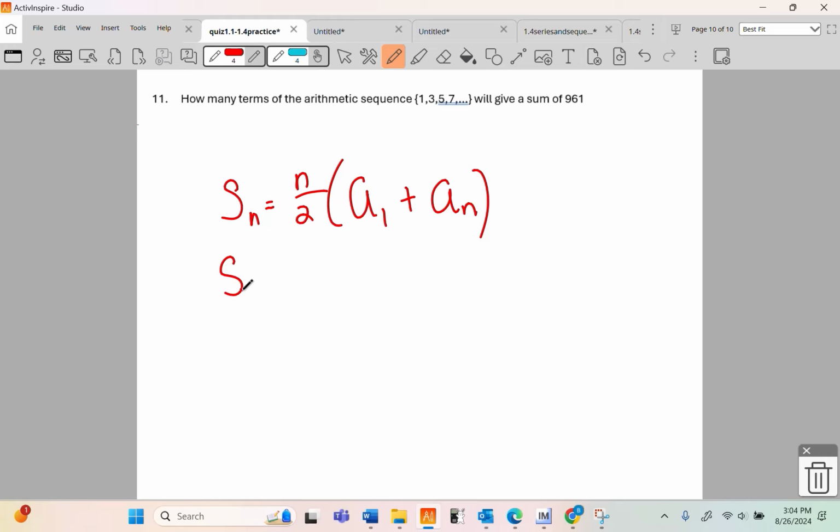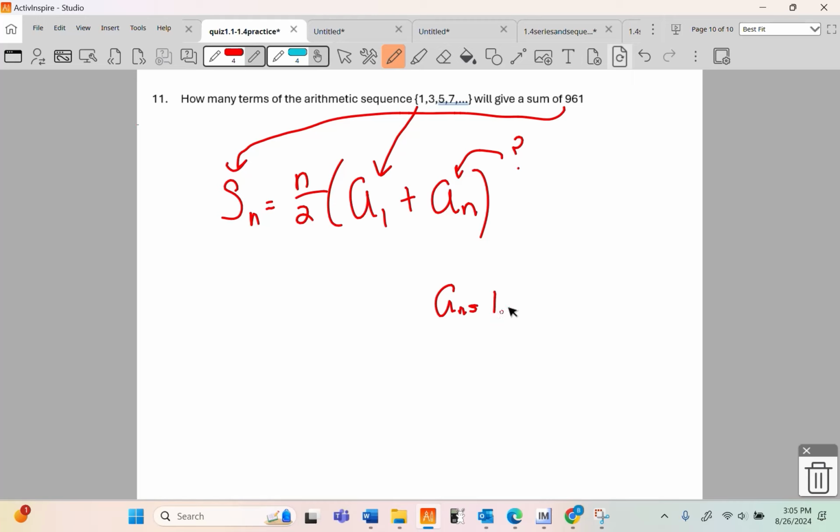And the thing is, I don't know what n is, but I do know the sum. This can go right here. This can go there. What's going to go here? What's the last thing? The last thing ain't 7. Write your rule. The nth term is the first term 1 plus n minus 1 times the difference of 2. So a sub n is 1 plus 2n minus 2. A sub n is 2n minus 1.